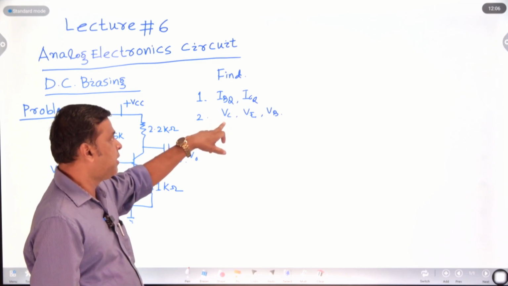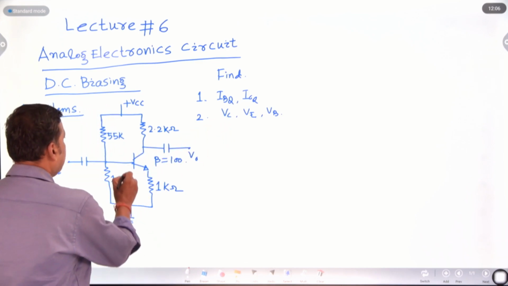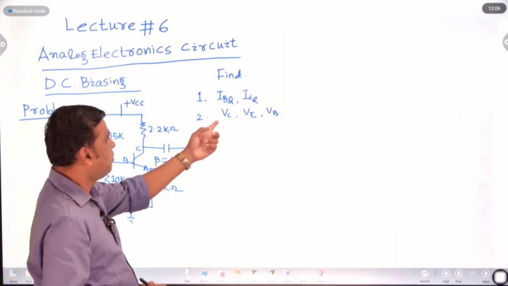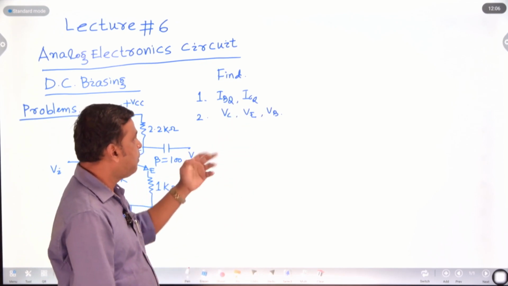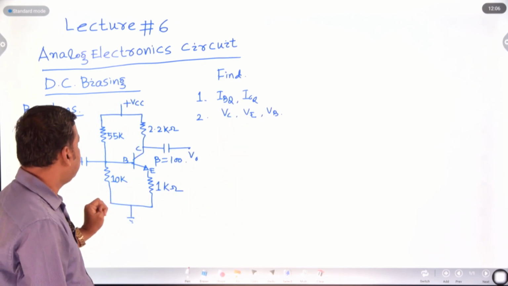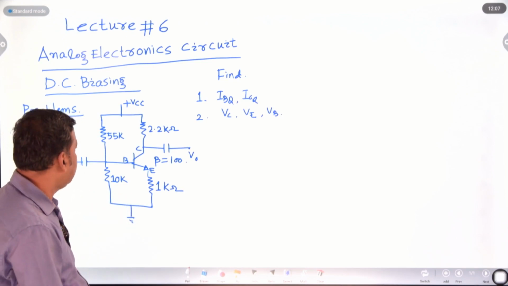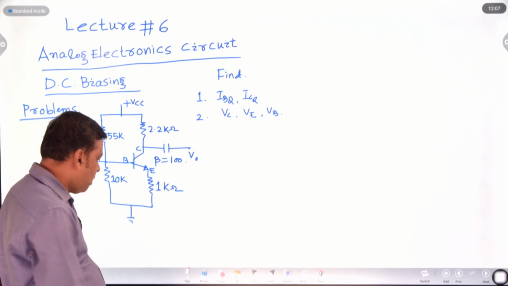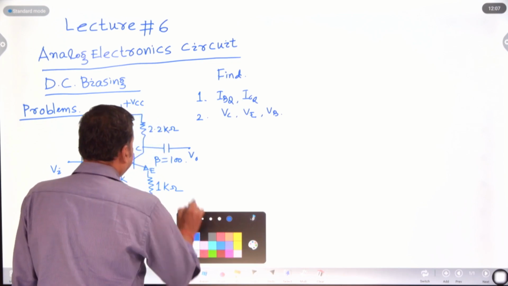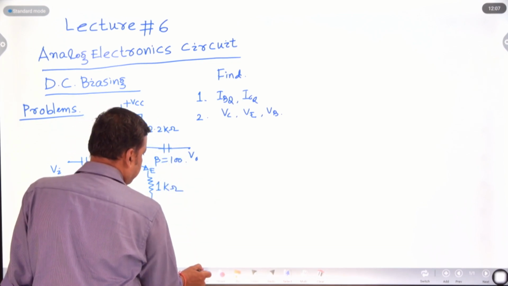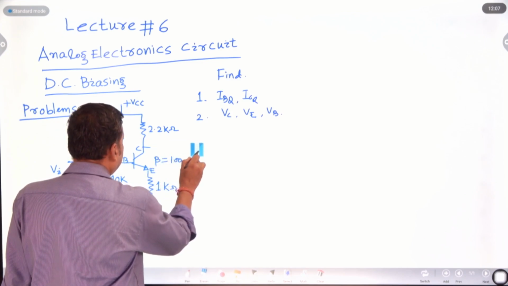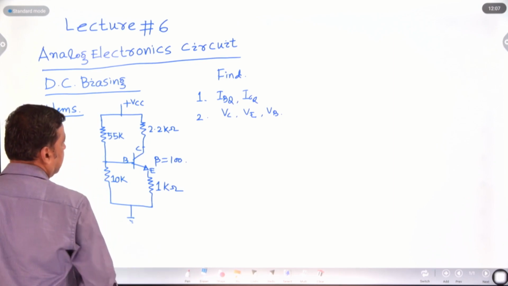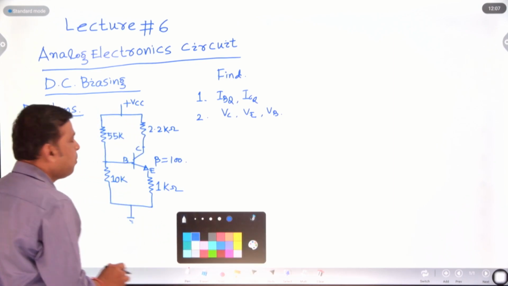VC is the collector voltage, the potential at the collector; this is your base, this is your emitter, and this is your collector. First find the DC voltages VC, VE and VB. In this example, as far as DC biasing is concerned, this is the input capacitor and this is the output capacitor. As far as DC is concerned, we should remove these capacitors because of their infinite reactance. The reactance will be large, that's why they can be open circuited. When we find the DC currents and DC voltages, we simply replace the capacitors with open circuits.